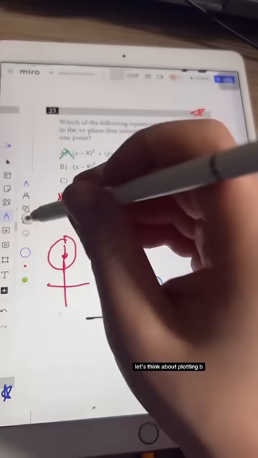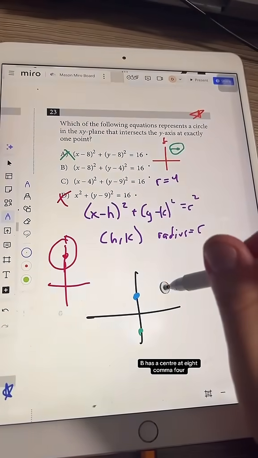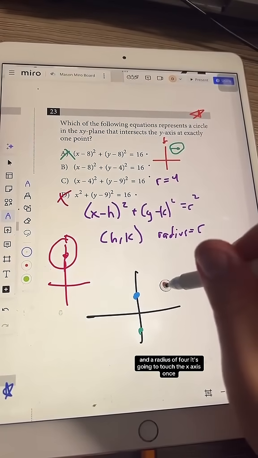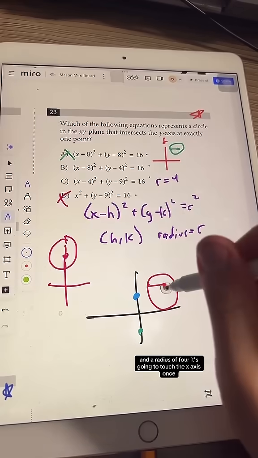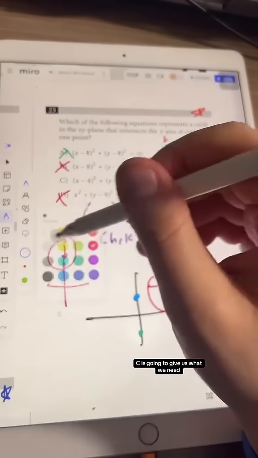Well, let's think about plotting B. B has a center at (8, 4) and a radius of 4. It's going to touch the x-axis once. Horrible circle, but the point still stands. C is going to give us what we need.